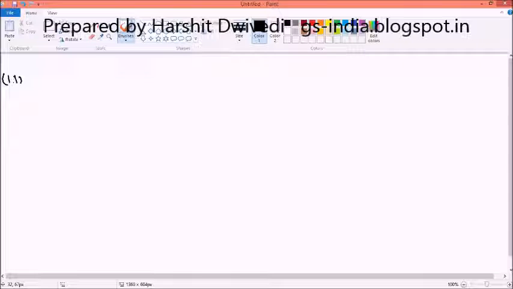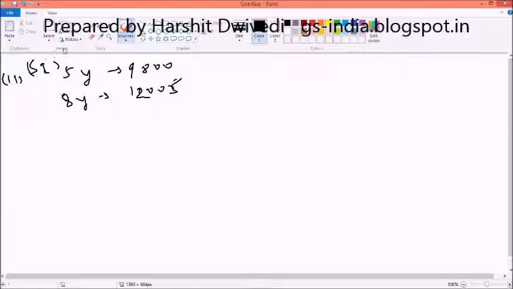Next is: a sum of money amounts to rupees 9,800 after 5 years and rupees 12,005 after 8 years. At the same rate of simple interest, the rate of interest per annum is? So after 5 years it becomes 9,800, and after 8 years it becomes 12,005. Obviously, all these questions are at simple interest. So 5 years the amount is 9,800, 8 years the amount is 12,005.